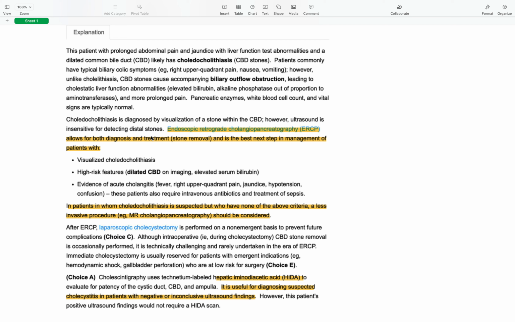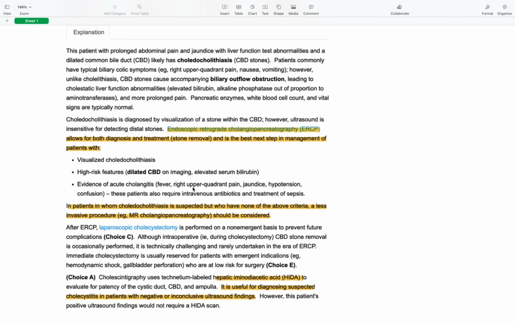Now, choledocolithiasis is diagnosed by visualization of the stone within the common bile duct. However, ultrasound is insensitive for detecting distal stones. Therefore, an ERCP allows for both diagnostic and therapeutic removal of the stones and is the best next step. Who do we do ERCP in? Patients who are at high risk of choledocolithiasis: high risk features like dilated common bile duct on ultrasound, elevated total bilirubin, and evidence of acute cholangitis: fever, right upper quadrant pain, jaundice, hypotension, confusion.